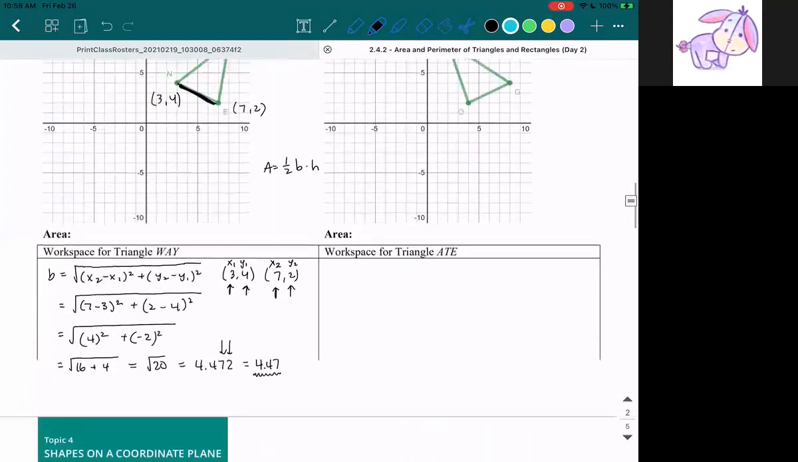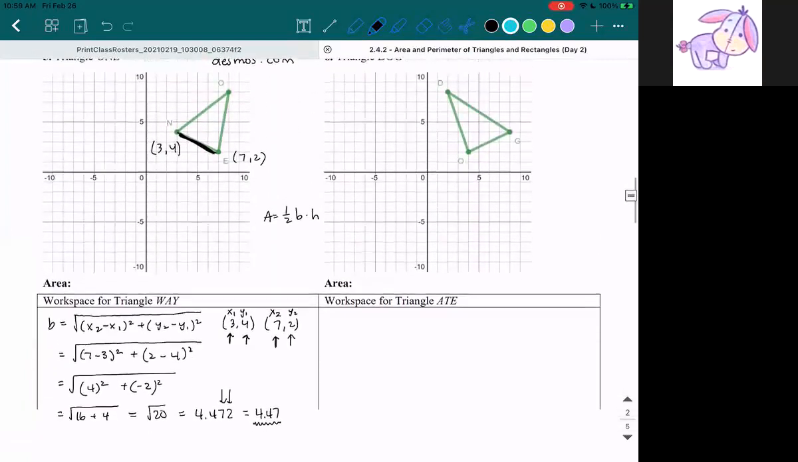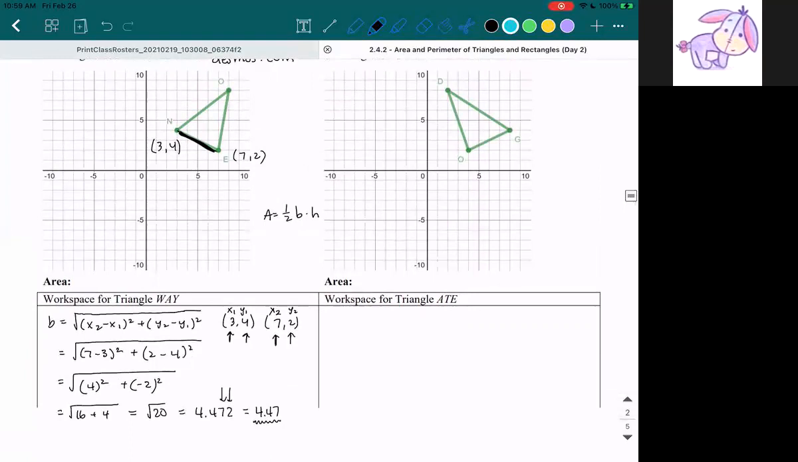All right. Wow, I kind of ran out of space already, but we're going to need a lot more space to figure out the height. So to figure out the height, you actually want to make sure your height is perpendicular to your base. So let's find out what the slope of our base is. So base is this black line that's on our triangle. And to find the slope, we want to do the rise over run. So this is our base slope.